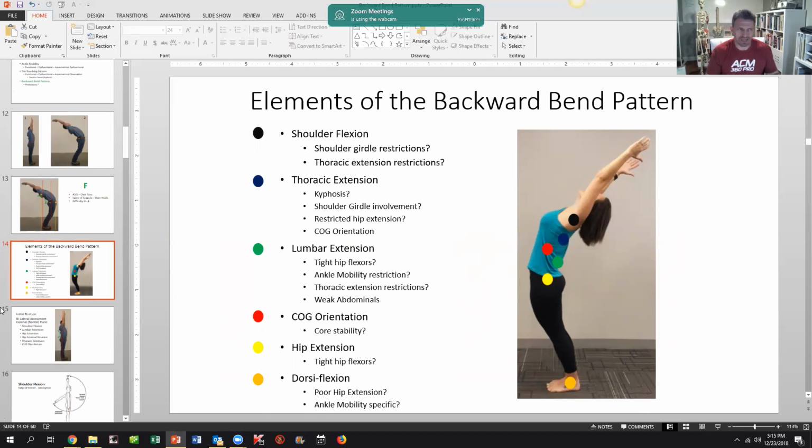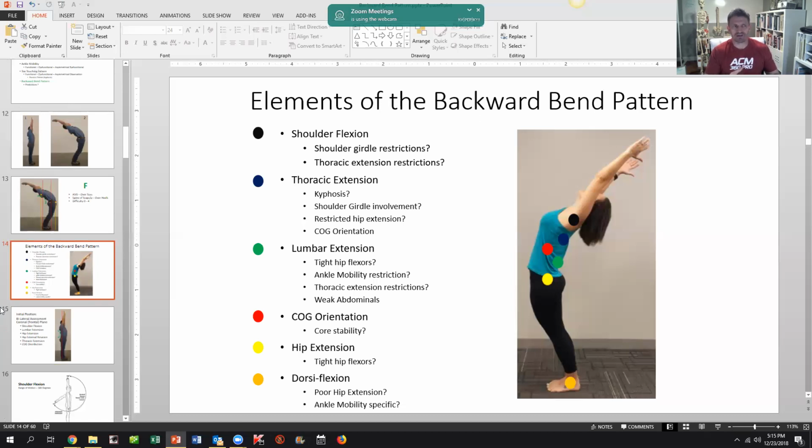Again, we're looking at thoracic extension in this pattern. With the kyphosis, is it a stiff, rigid position of the thoracic spine? Is the shoulder girdle involved in this? Because your shoulder girdle attaches to your thoracic area, the majority of it does. Is it because of a restriction in hip extension? And you kind of have to be able to tell.